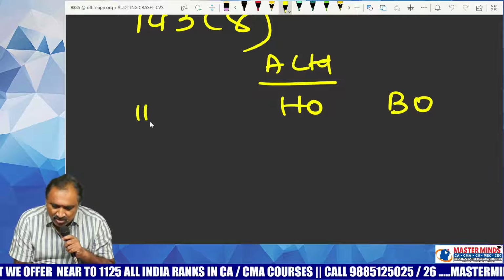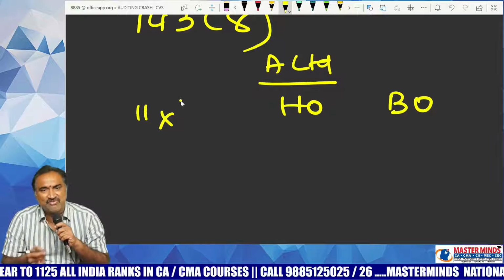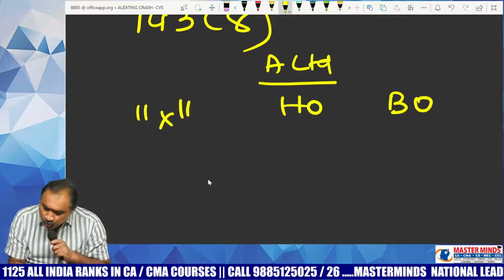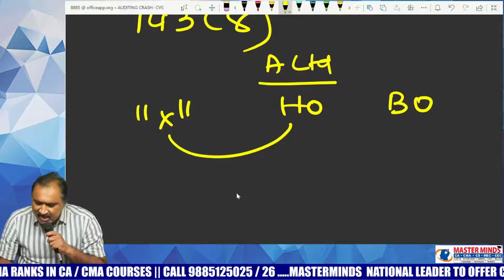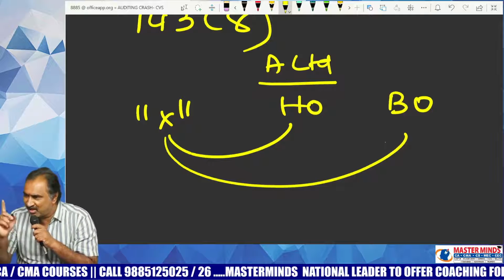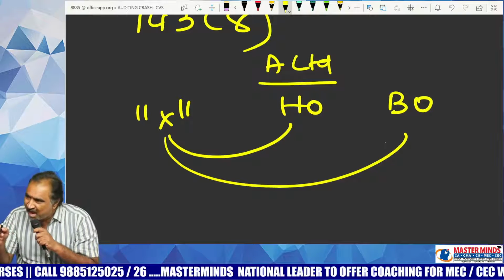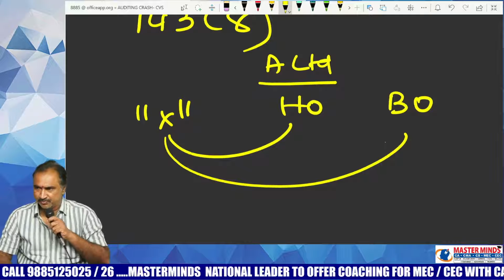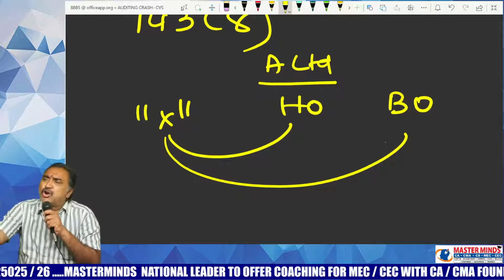There is a person called X. You are X, you are a chartered accountant, you are holding a valid certificate of practice. You have been appointed both as the auditor of head office as well as the auditor of branch office. Now I want to ask you a single question. In that case, do you have any right to visit the branch? Obviously, yes. It is a natural right given to you.